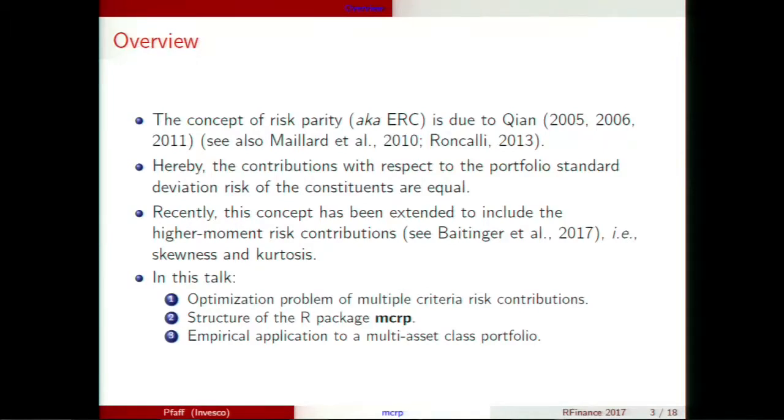Now recently, Beitinger, in an article in the Journal of Portfolio Management, proposed extending this approach to the higher portfolio moment risk, that is to skewness and to kurtosis. So in other words, we are now seeking a portfolio allocation that has no risk clustering, or almost no risk clustering, with respect to the portfolio standard deviation risk, but by the same token also minimizes risk clustering with respect to the higher moment portfolio risks, i.e. skewness and kurtosis. So how does this all work out?